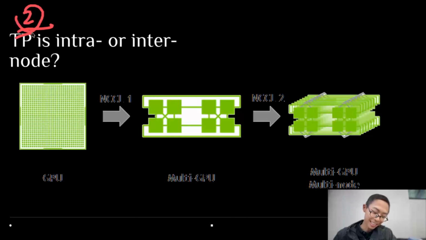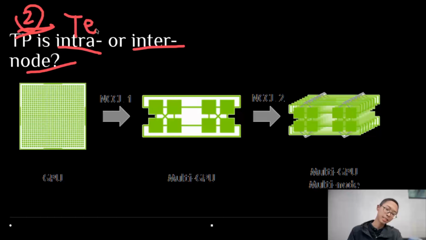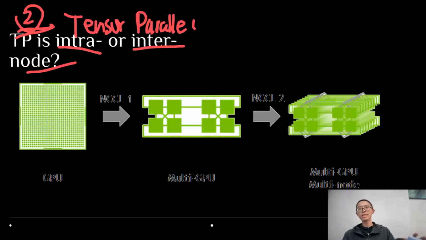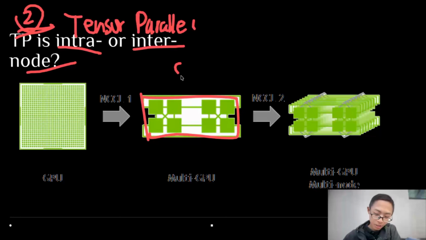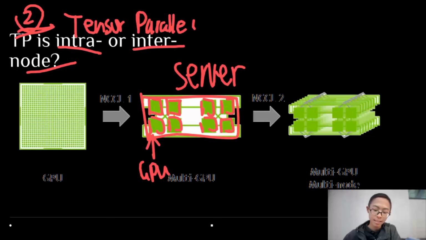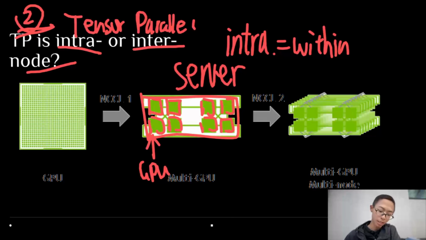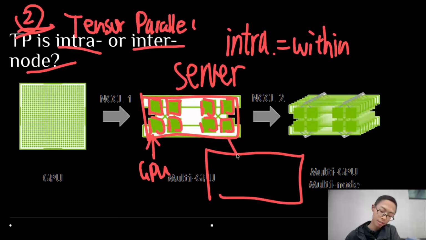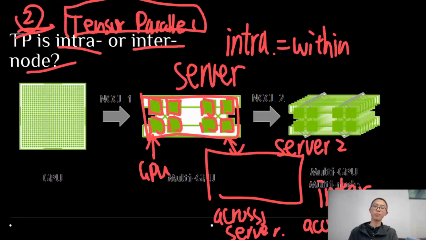This second question is, for tensor parallelism, should we deploy it intranode or internode? Intranode means within one server. So this server has 8 GPUs. This is an intranode within a server, whereas internode is across servers. For tensor parallelism, which choice should you make? Is it within the server or spread across different servers?